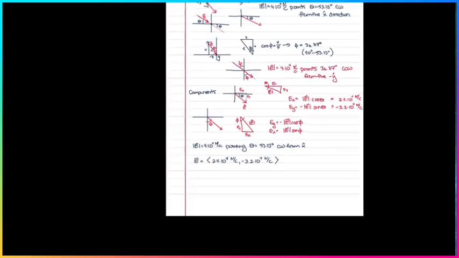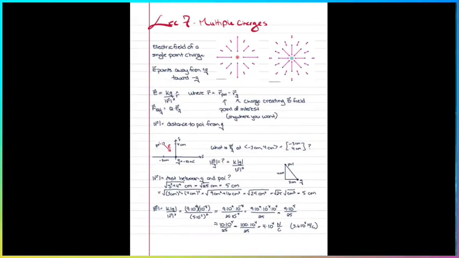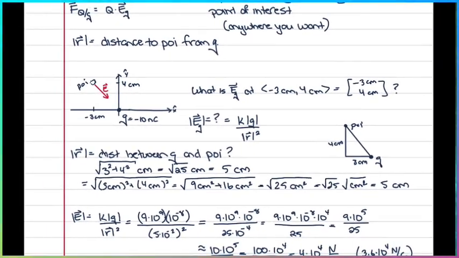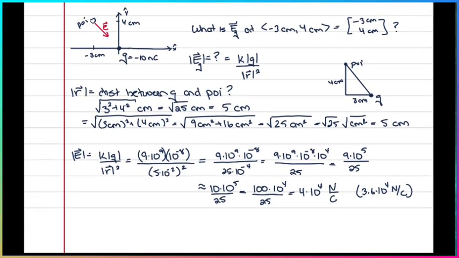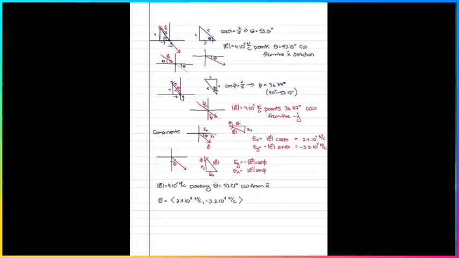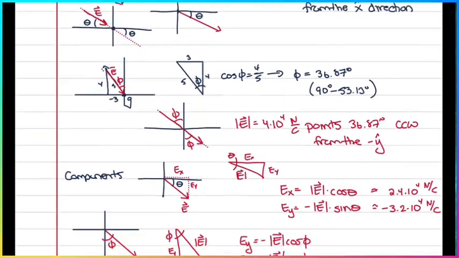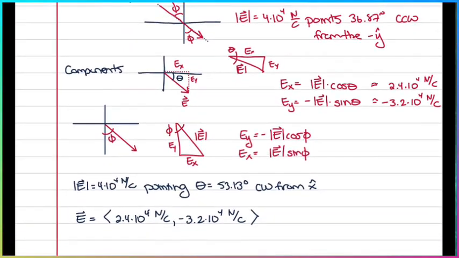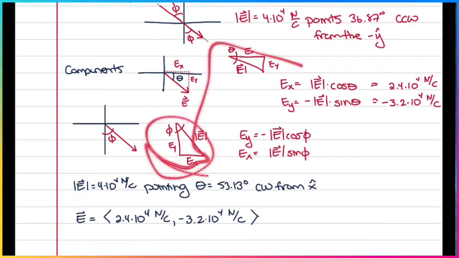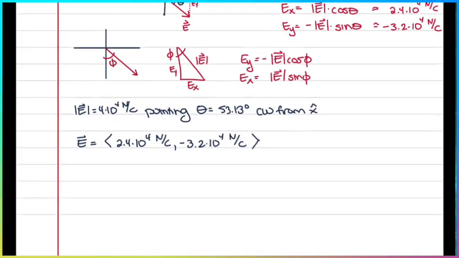All right, that is one way we could have figured out, from the original problem, what is the vector E at this point. We had a magnitude, and then we figured out the direction, and then given the magnitude and the direction, did some triangle stuff and broke it up into components.